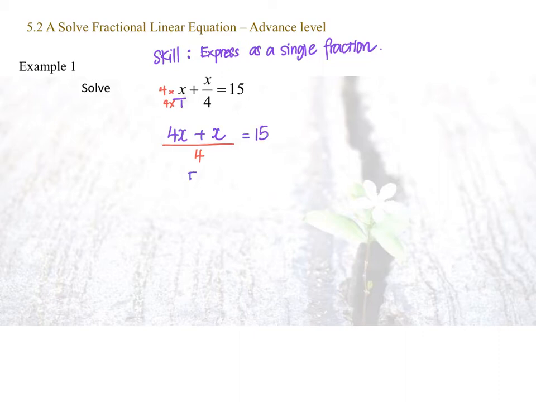Now simplifying, I'll get 5x over 4 to be equals to 15. And we cross multiply over, I'll get 4 times 15. So 5x equals to 60, and therefore x will be equals to 12. Have you gotten the answer?